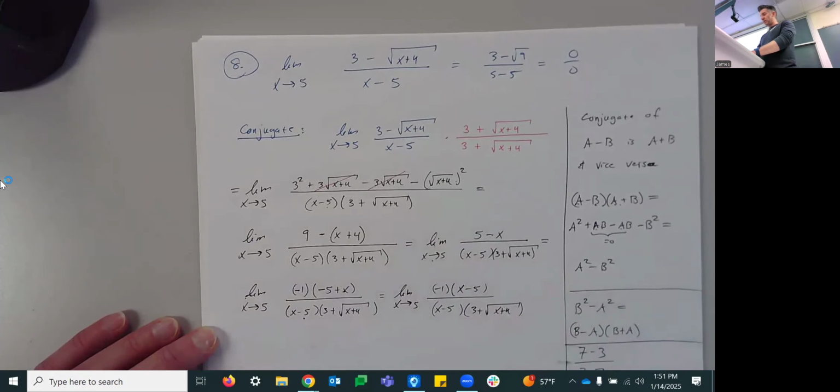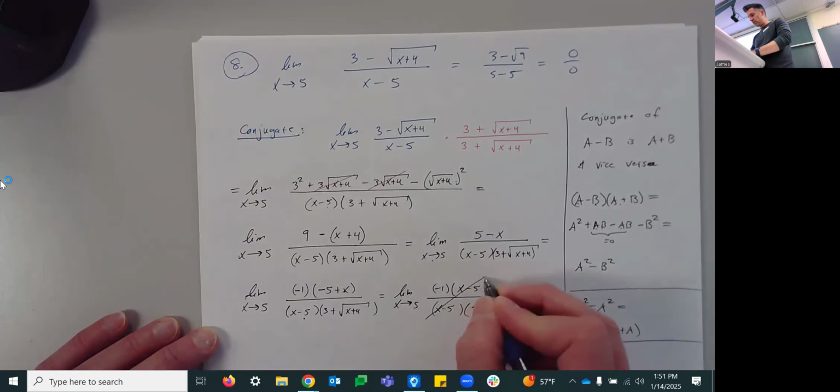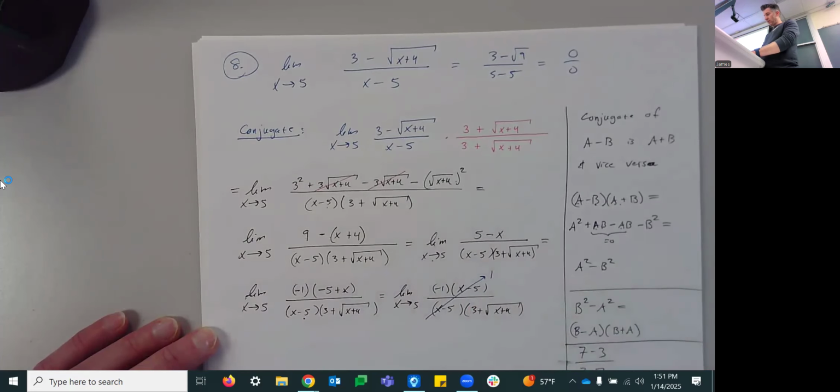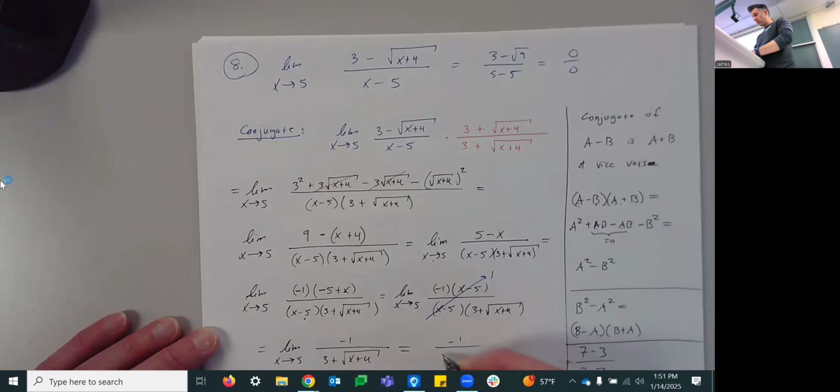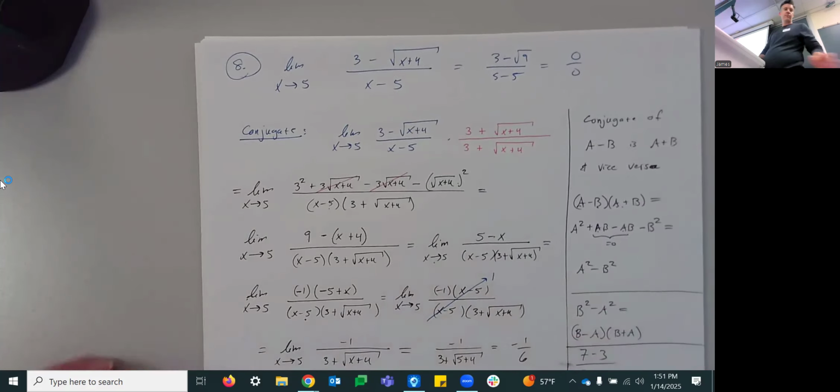What we do get to say is x minus 5 divided by x minus 5 is 1. So then we're left with the limit as x approaches 5 of negative 1 over 3 plus the square root of x plus 4. And now in this next step, I'm going to plug in 5 for x and get negative 1 over 3 plus the square root of 5 plus 4. And since I no longer have any x's in my expression, I should not write the limit anymore. I've taken the limit. I found it. I'm going to simplify my answer and get negative 1 over 6.